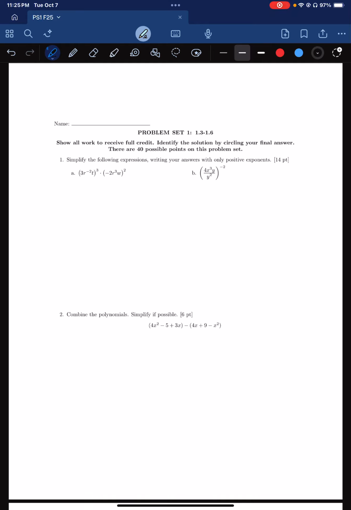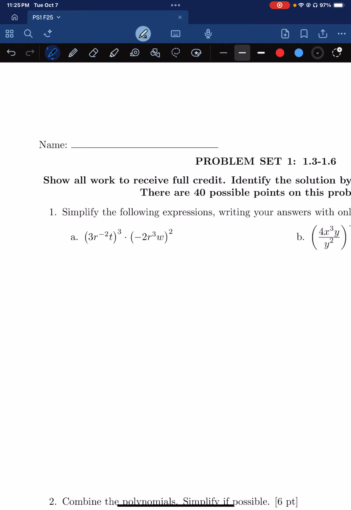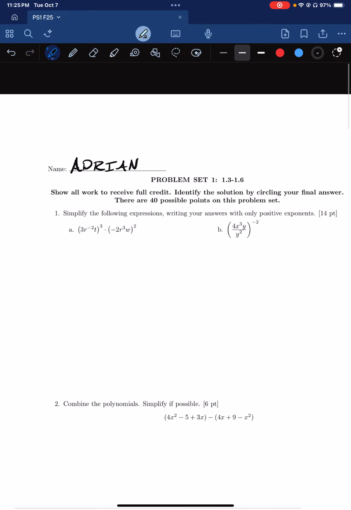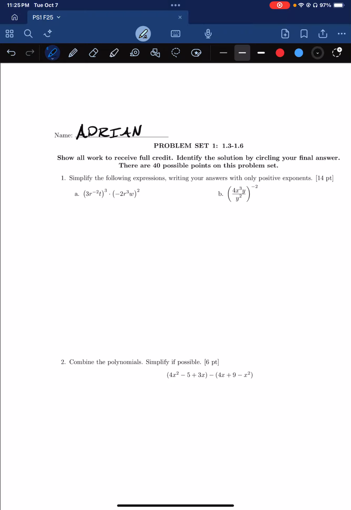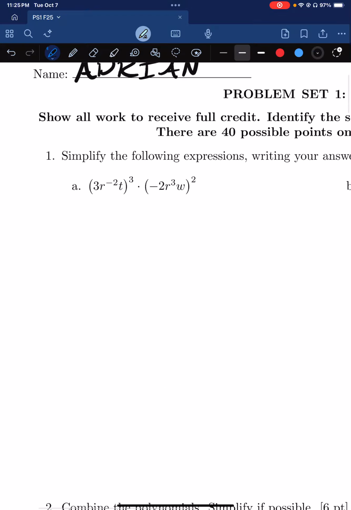Hello. I'm going to work through these problems that will most likely be on the midterm. I'll walk you through my thought process and what I'm thinking while seeing these problems. All right, so these ones are just simplifying expressions. So we're going to be dealing with some exponent rules here.